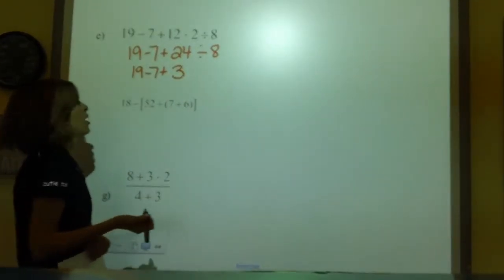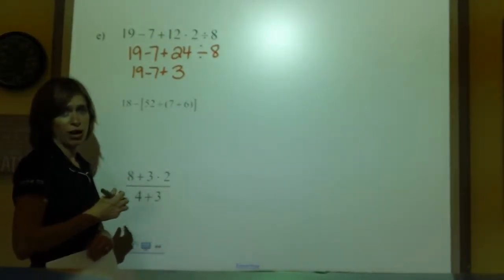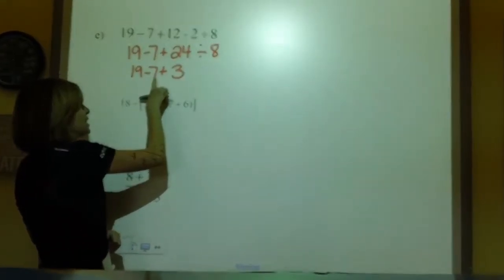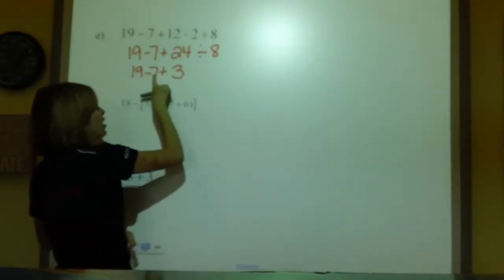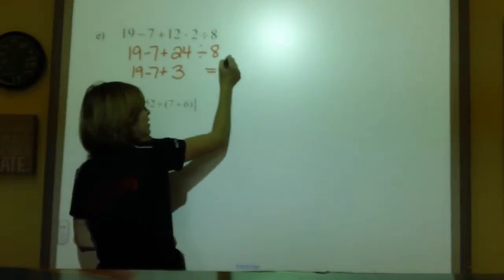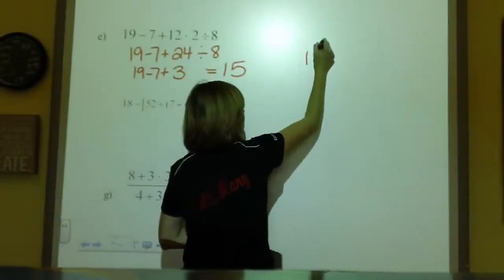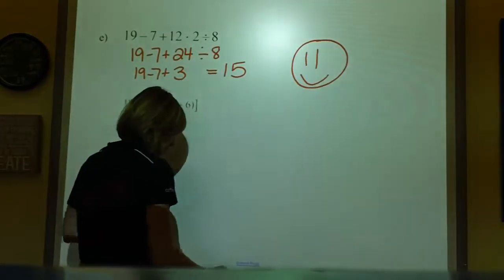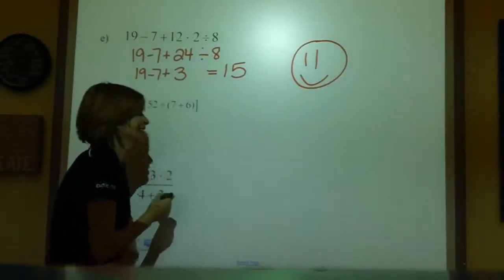Okay, now I do the addition and subtraction from left to right. 19 minus 7 is 12. 12 plus 3 is 15. If you got it right, let's see a smile. Kind of should be getting it right.